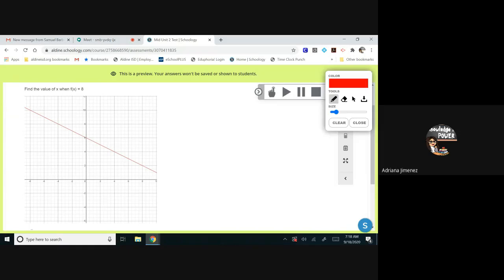All right. So what you do for this problem is, f of x equals 8 means y equals 8. So you go to the y-axis, you figure out what 8 is, and you draw to where you connect with the graph. Okay, then you just go down.